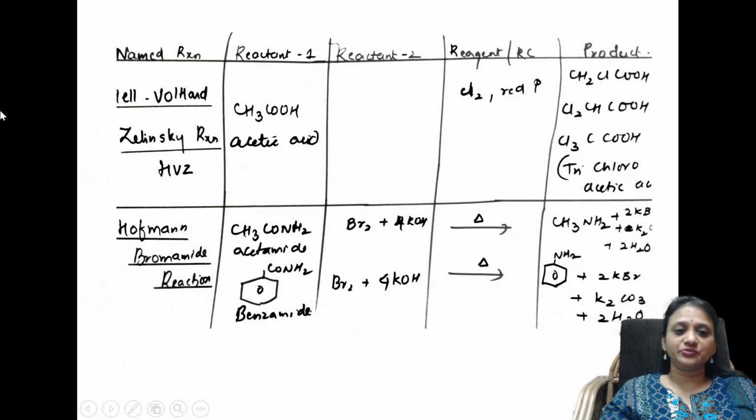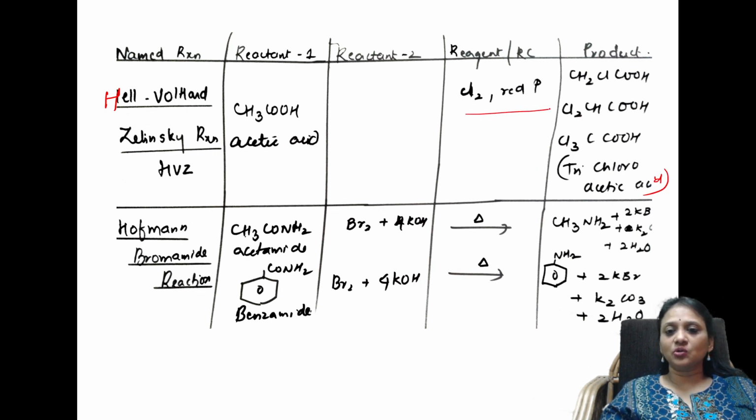Next comes HVZ reaction, Hell-Volhard-Zelinsky reaction, where you're going to convert acetic acid that is containing the alpha hydrogen, which is going to form trichloroacetic acid.